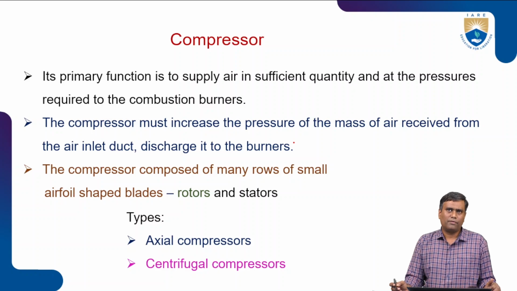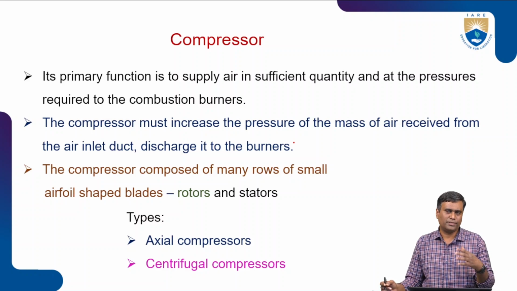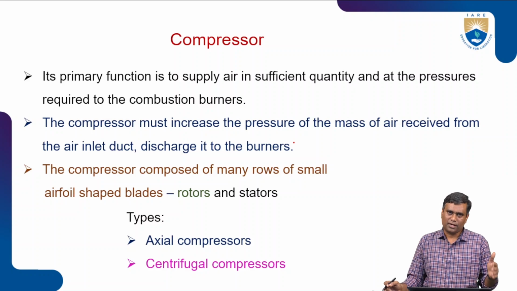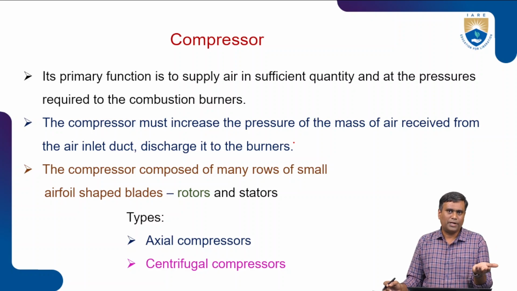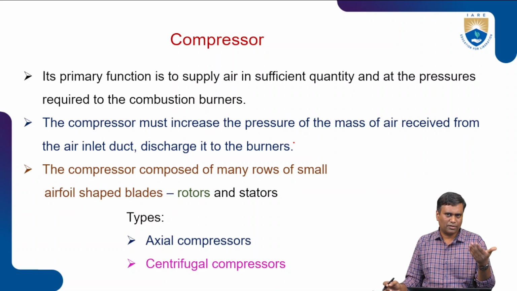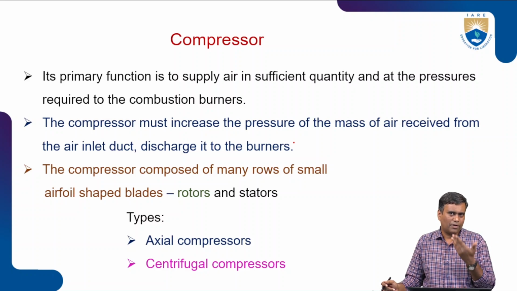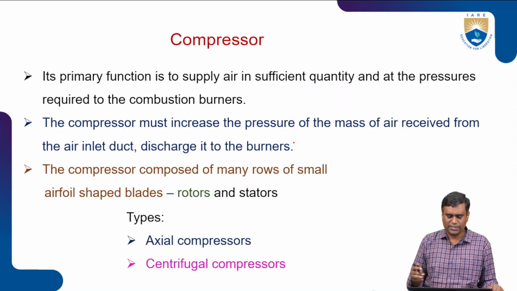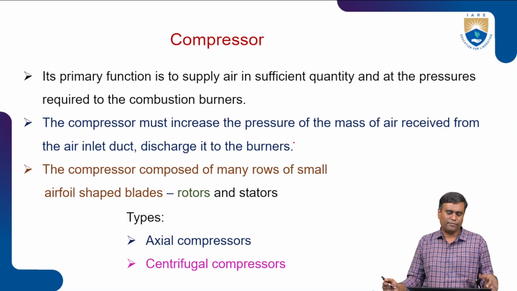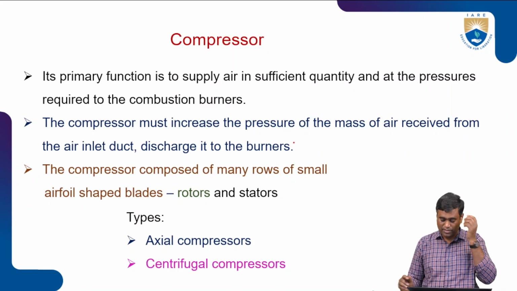The compressor is composed of many rows of small aerofoil shaped plates, that is rotors and stators, and there are multiple stages of compressor, like low speed compressor, then high speed compressor. And in each category there is a continuous row of, for example, first rotor blades, then immediately followed by stator, then immediately followed by rotor. The arrangement will be like this. We'll see in the next slides. Different types of compressors are axial compressor and centrifugal compressors.